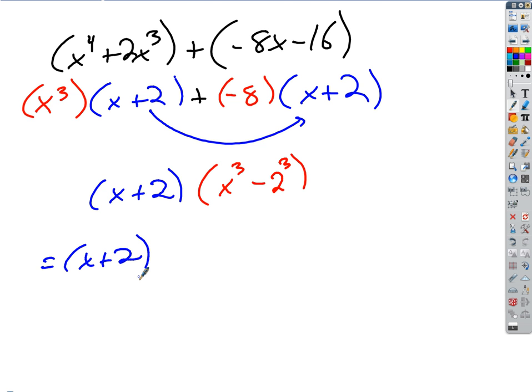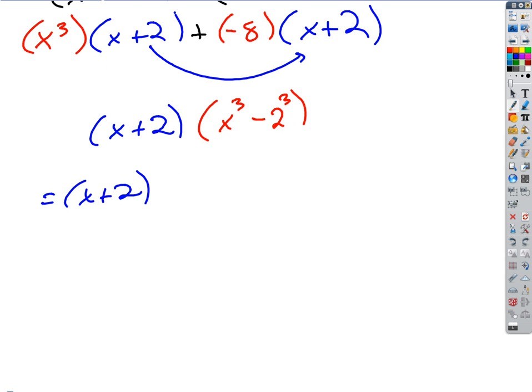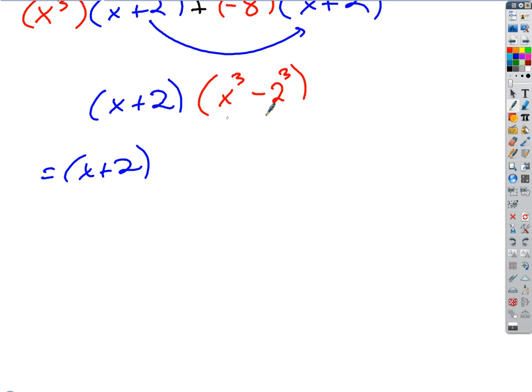See if you can get this one right. How's that going to break apart? What's my a and what's my b? Your a is x. A is x, b is 2. Good. So then a cubed minus b cubed factors into a, what? What's the first operation going to be here? Minus.